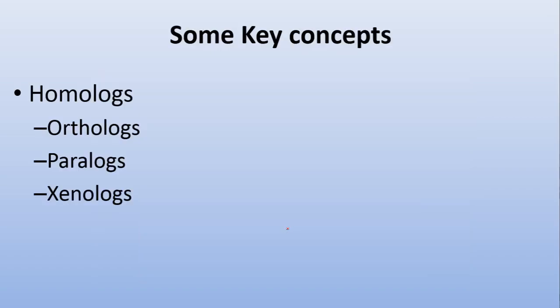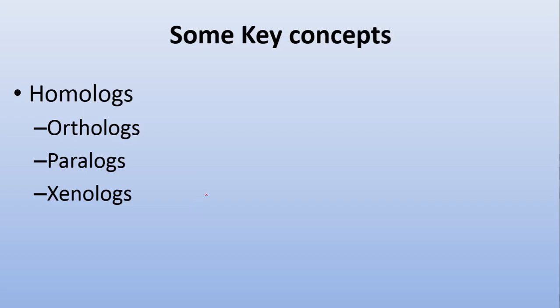Okay, so now we are talking about some key concepts of evolution and proteins and the functional relationship among those proteins. There are some key concepts that I think you should know, and these are very frequently discussed in research papers or seminars. So it would be easier for you to understand what people are saying when they refer to homologs, orthologs, paralogs and xenologs.